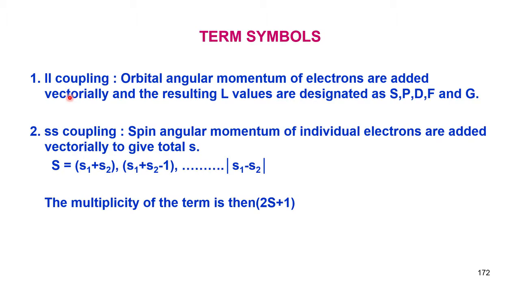So, the term symbols we are talking about involve LS coupling. Orbital angular momentum of electrons are added vectorially resulting in capital L. This is the vectorial combination of only orbital angular momentum, and in SS coupling it is spin angular momentum, which is known as multiplicity. So, multiplicity is 2S plus 1.